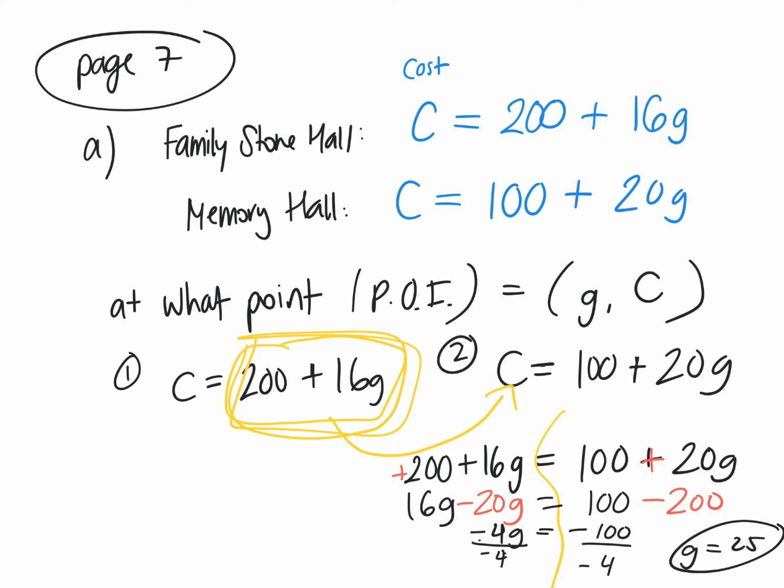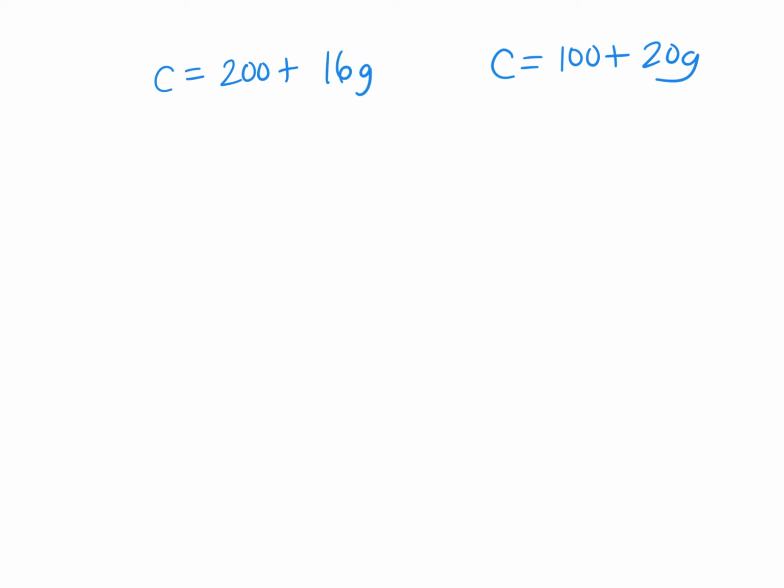We have to figure out what the cost is going to be. So we're going to replace G with 25. For 25 guests, what's the cost? Plug it in and tell me the cost. We're going to choose one. You don't have to choose both equations. Pick one because it's the same for both. So what is the cost if they have 25 guests? 600?